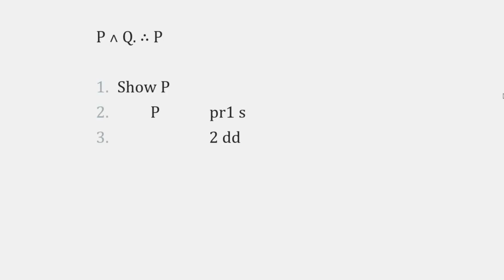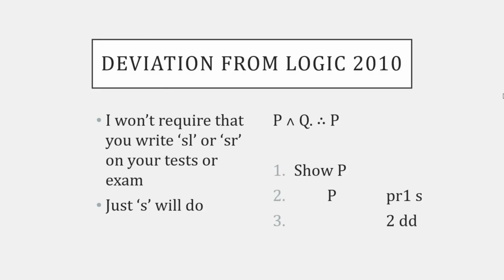Just to note, there's a slight difference between how we're going to do this in written form and Logic 2010, because if you just write premise 1 simplify, Logic 2010 doesn't know which side you want. So you can shorten things by writing simplify left, SL. I'm not going to require you to write SL or SR on your test, so if you write this thing on the right here, that's just fine. Logic 2010 will demand that you tell it which half you want, because it doesn't know. Okay? So far, so good? Good.